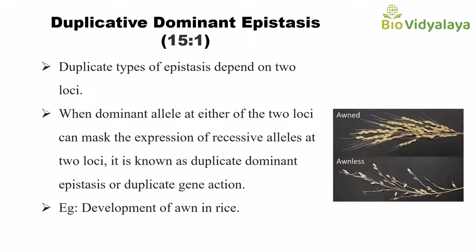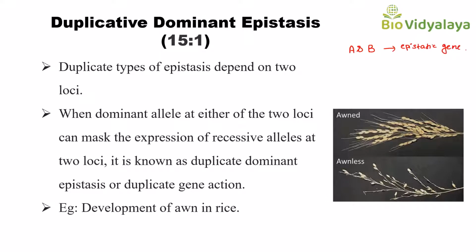We know that in dominant epistasis and recessive epistasis, only one gene is epistatic to another gene. Only one gene present in one location is epistatic to another gene in another location. But here, in the case of duplicate type of epistasis, both the genes can be epistatic genes. Both the genes A and B can be epistatic genes.